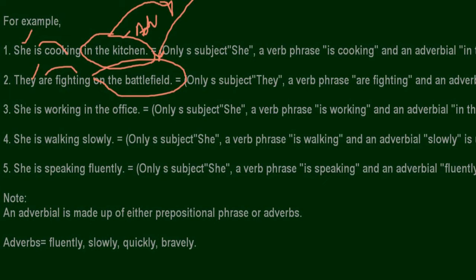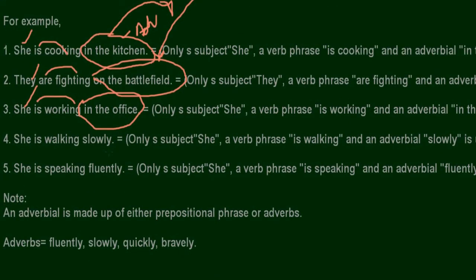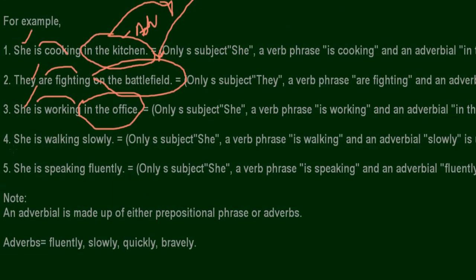Okay, she's working in the office. She is the subject, is working is the verb phrase, and in the office is a prepositional phrase because we have a preposition and we have a noun, and this is called the prepositional phrase. I will explain what a prepositional phrase is later, but first you should concentrate on these sentences.